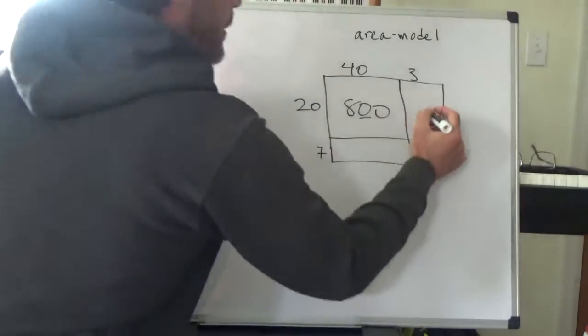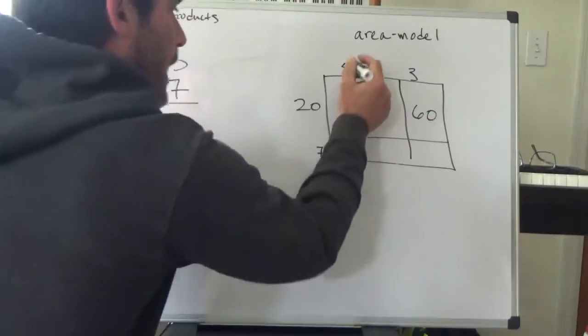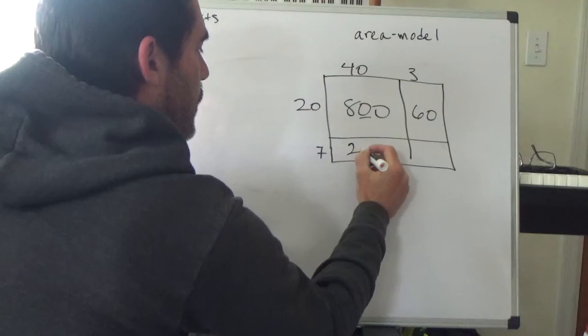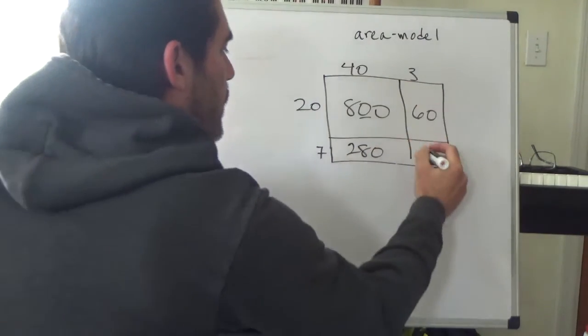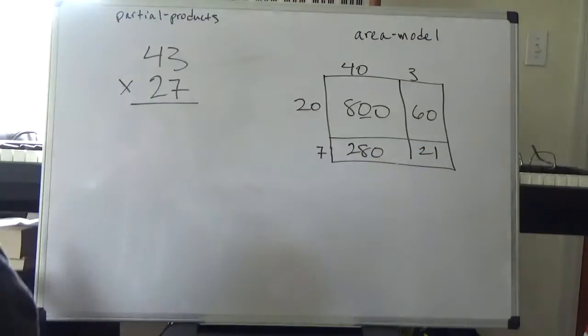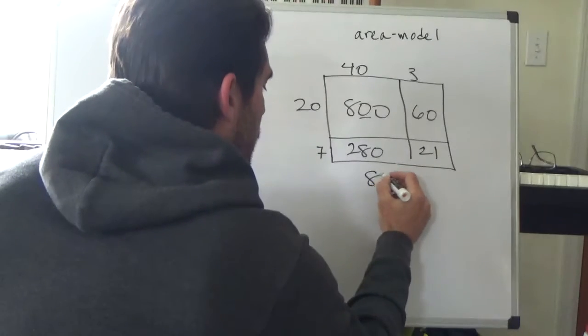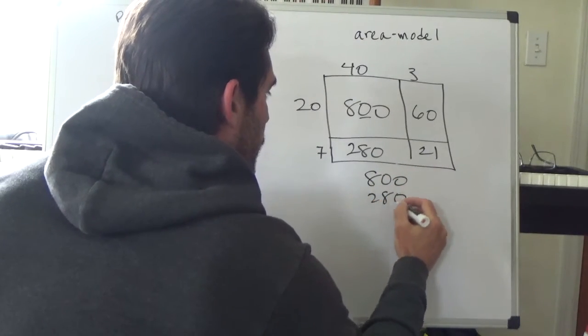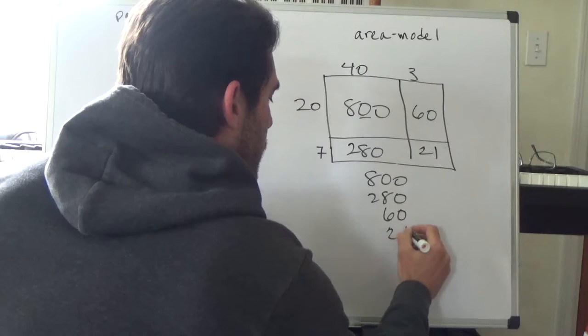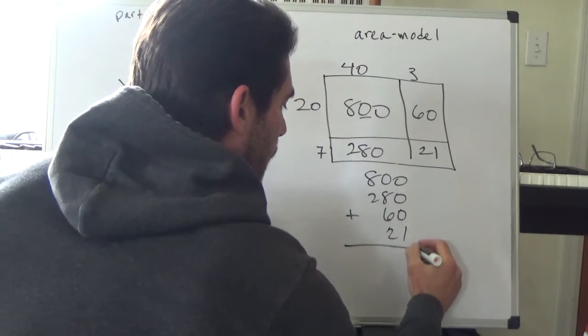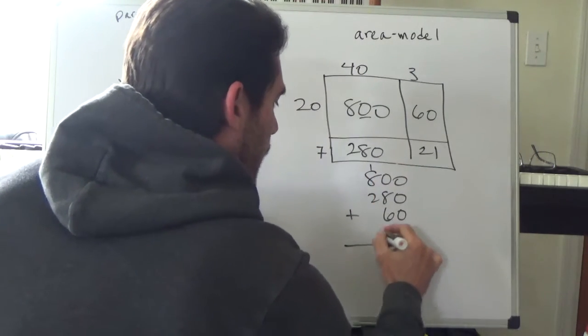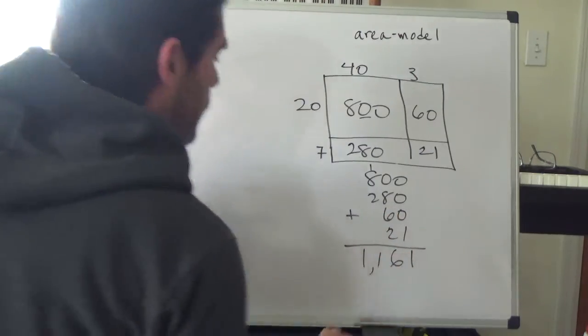Now I have 20 times 3, which is 60. Then I have 40 times 7, which is 280. And then 7 times 3, which is 21. I have to rewrite that. When I rewrite something, I usually start with the bigger numbers first because they have more digits and it's easier for me to add these together. That's going to be 1,161.